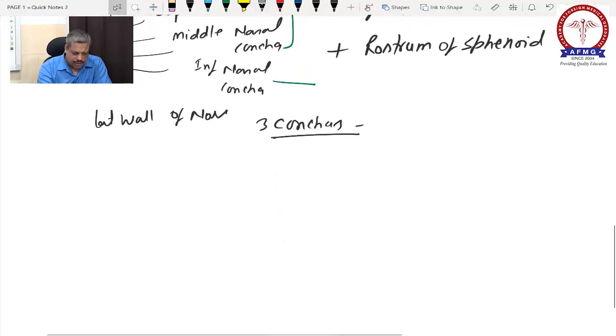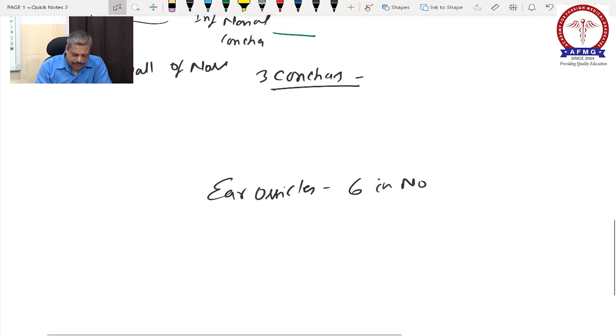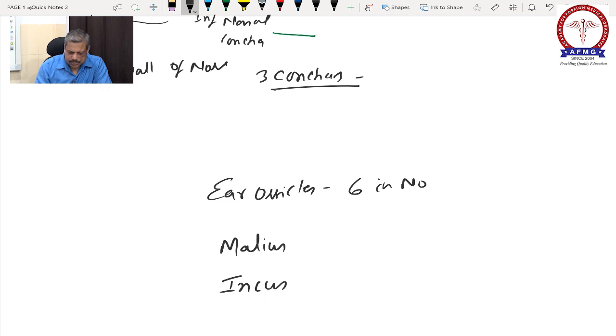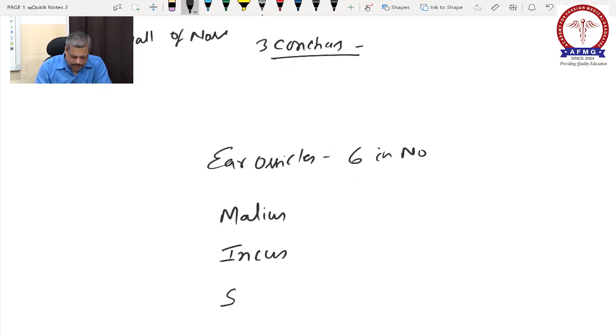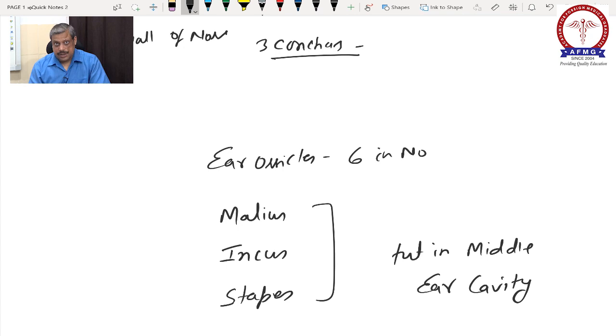The next third part of the skull bone is the ear ossicles, which are 6 in number. And what are their names? Their names are malleus bone, incus bone, and stapes bone. These are the 3 ear ossicles. Where are they present? They are present in middle ear cavity.